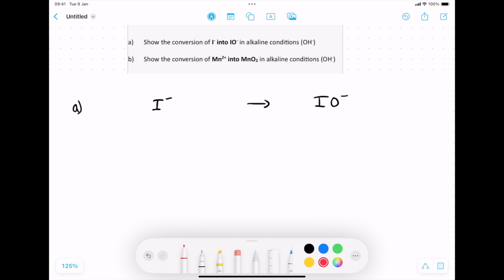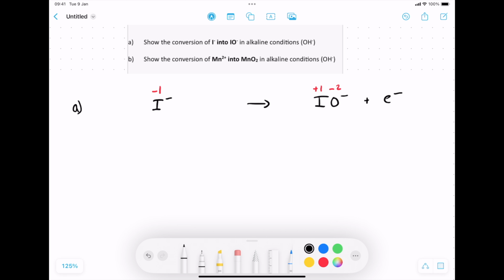Iodide is -1. It's got a 1 minus charge. And then on the right hand side, oxygen is always -2. So for this IO minus to come to -1 overall, that means the iodide must be +1. So we can see that the iodide has been oxidized. So the electrons will go on the right hand side.